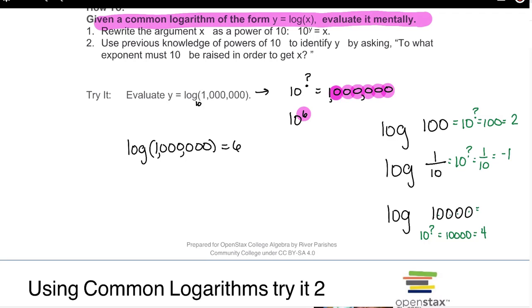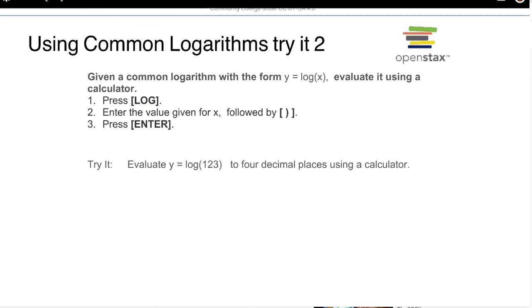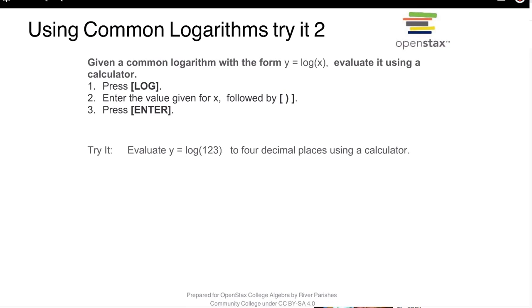Now, those are ones that we can do mentally, but we can't do everything mentally. What if we have this one here, log base 10 of 123? All right, so we can actually use the calculator for that. In your calculator, you will have the log function. It says log, and that represents log base 10. So if they give you a log base 10, you can use the calculator to find it. You just hit the log button and then the number. So we're going to do log base 10 of 123.